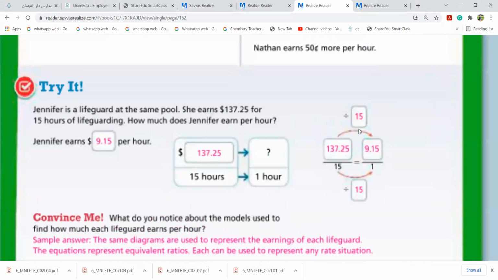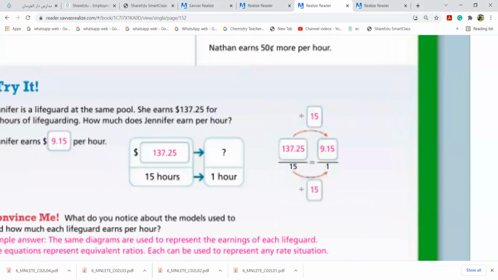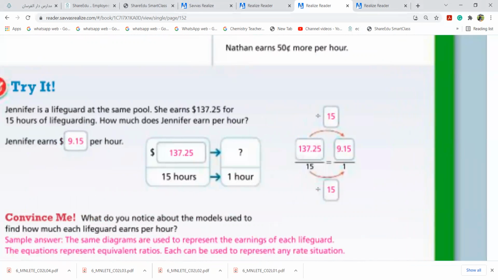Jennifer is a lifeguard at the same pool. Girls, don't write until I explain it, because I have my own explanation. Jennifer is a lifeguard at the same pool.